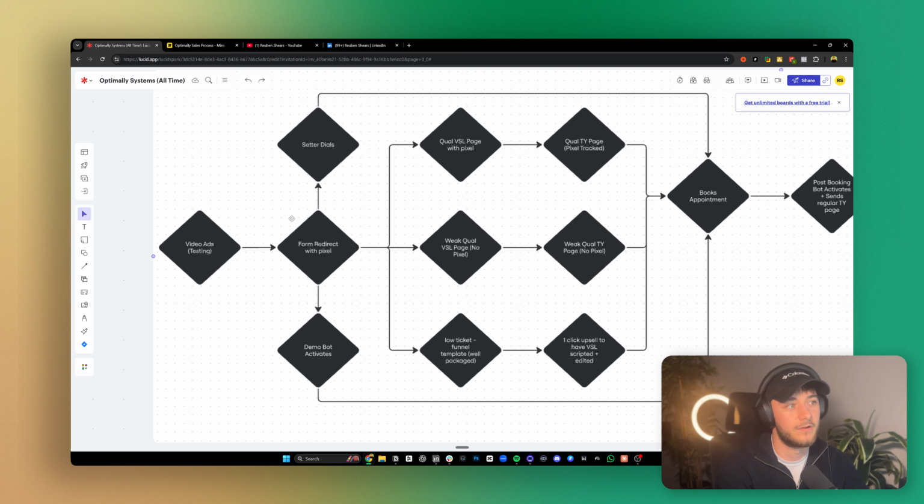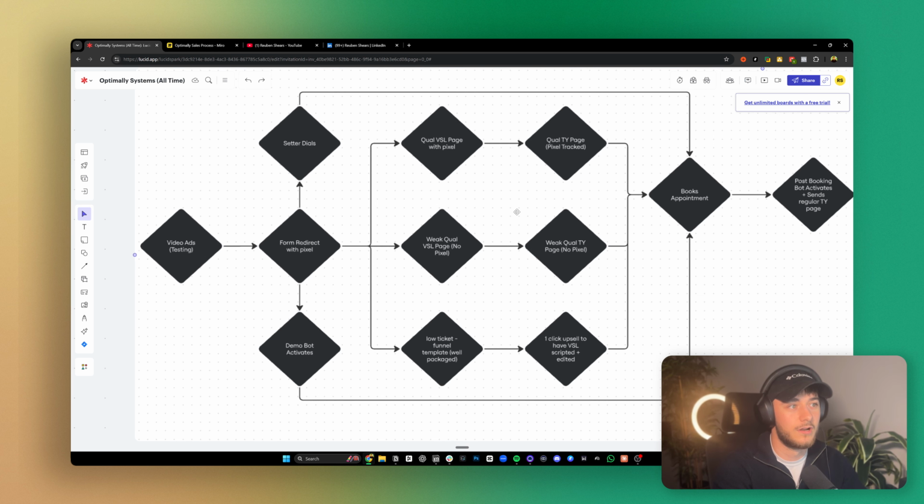So once we've got that info, they are going to get redirected to the respective page that they need to go to. So if their income is of a certain amount, they're going to go to our qualified VSL page.